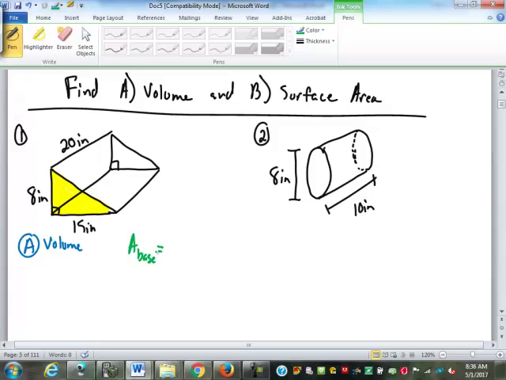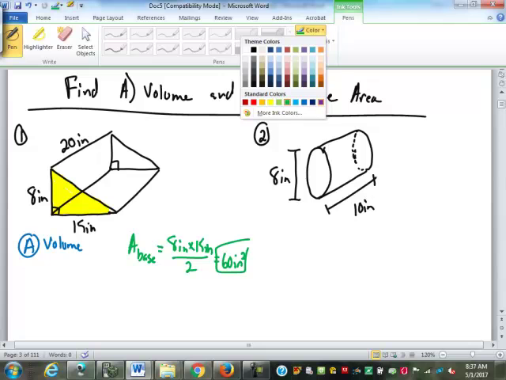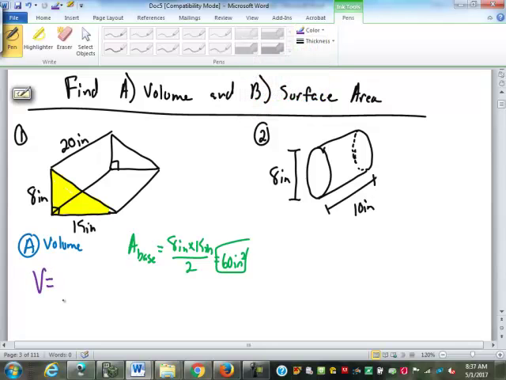Since that is a triangle, its area is 8 inches by 15 inches divided by 2, or 60 square inches. So the volume, remember, is the area of the base times the height. So the area of the base here is 60 square inches times the height of 20 inches, which is going to be 1,200. Square inches times inches is inches cubed. That's the volume.